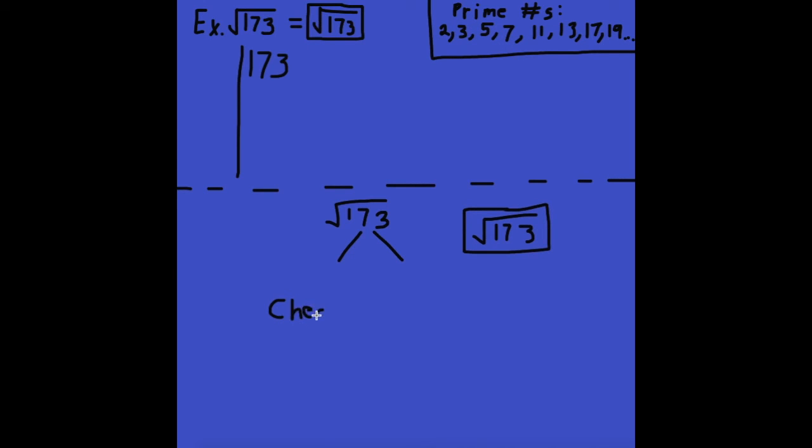We can check our work. Radical 173 times radical 173 is 173, which is what we had in the problem, so our answer is correct. Let's try another problem. What is the square root of 1611?